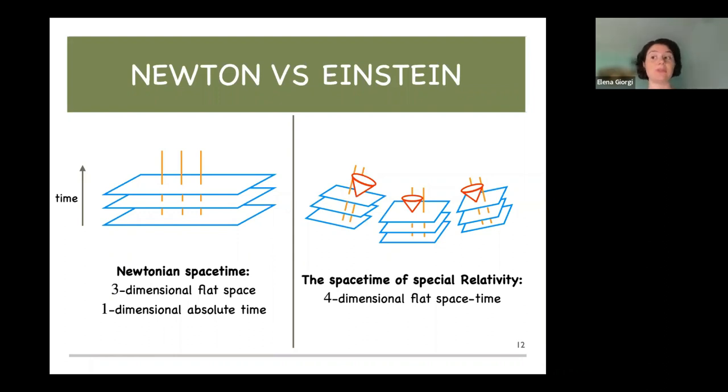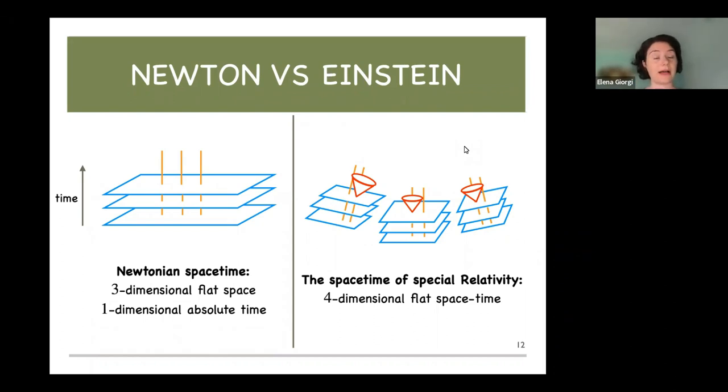In this theory, space and time are merged together into a four-dimensional object, what he considers a four-dimensional flat space-time. And here, the spatial and temporal directions are not absolute anymore, but can vary depending on the point in your space-time. As you can see here, the different spaces and different times can have different directions.